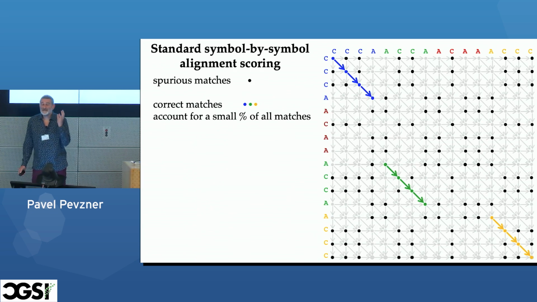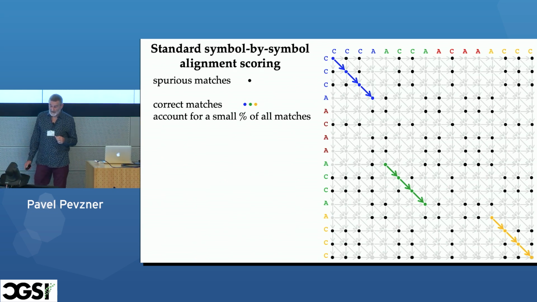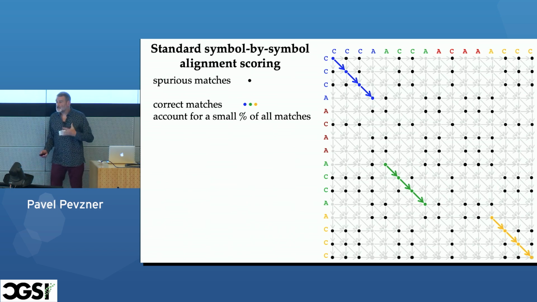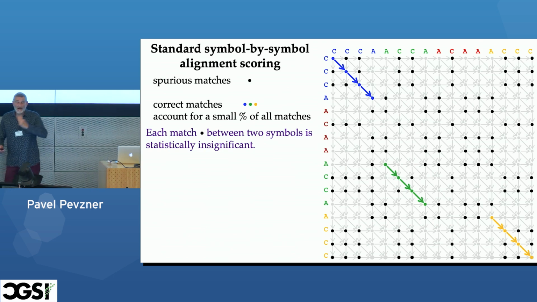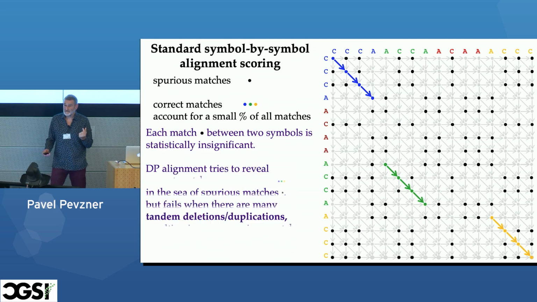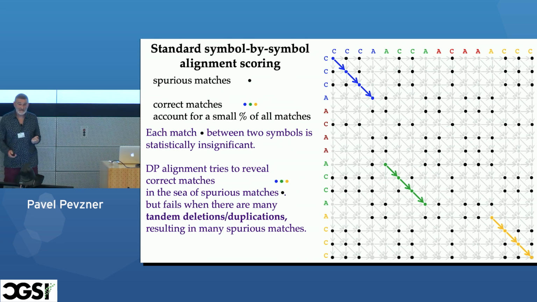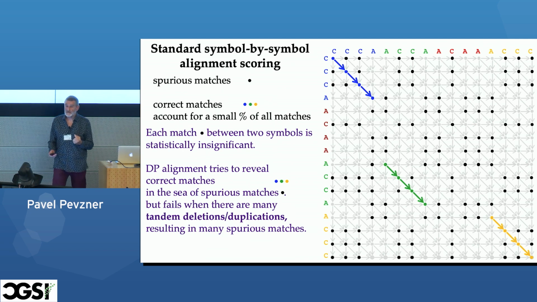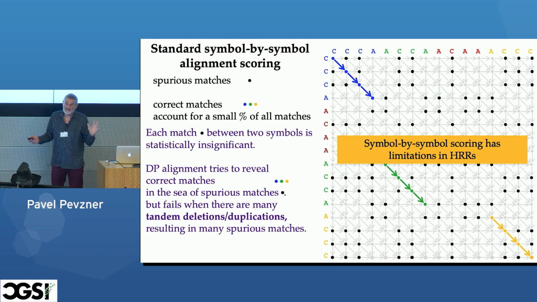Well, what is the major problem with standard symbol by symbol alignment? Here I show the correct matches between the 2 sequences from the previous slide by colored dots. But there are too many spurious dots. There are too many matching symbols that are completely irrelevant for the alignment. They are not correct. So dynamic programming tries to reveal the correct colored matches in the sea of incorrect black matches. And in highly repetitive sequences, it just doesn't work.